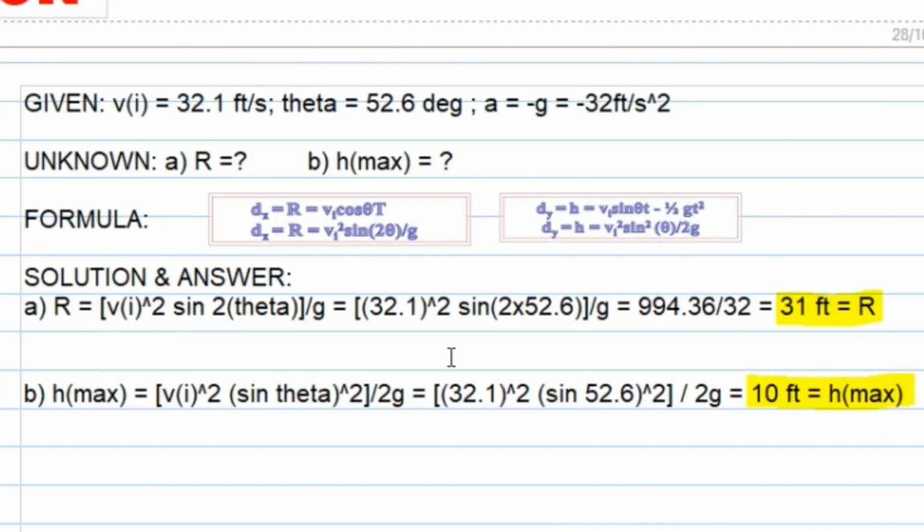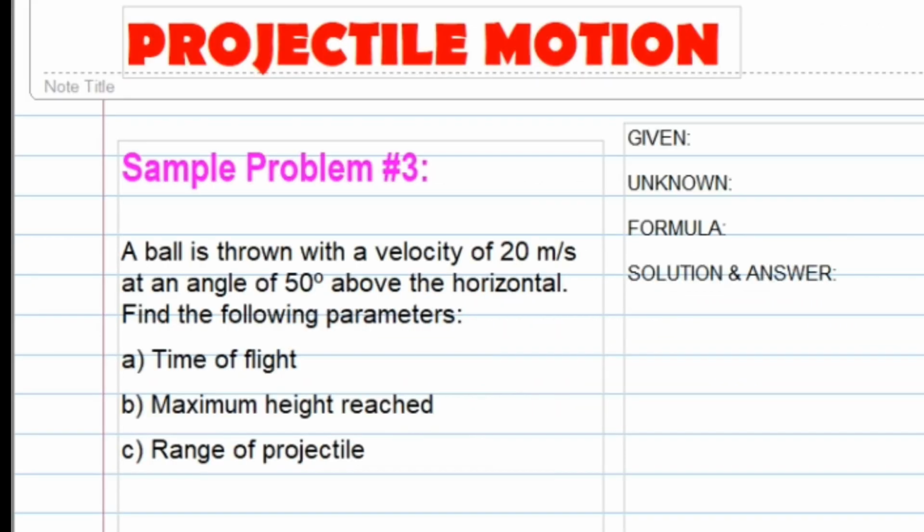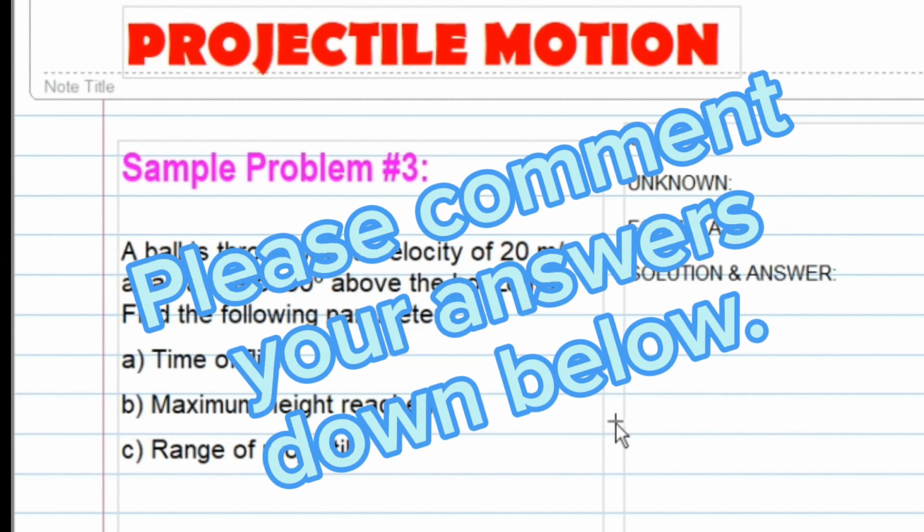Next, it's your turn naman. Okay? Solve sample problem number 3. So, given tayo ng initial velocity and angle above the horizontal. Then, you are asked to solve for the time of flight. Ibig sabihin, total time of flight, yung malaking T. And then, maximum height reached and the range of the projectile. Please comment your answers down below.